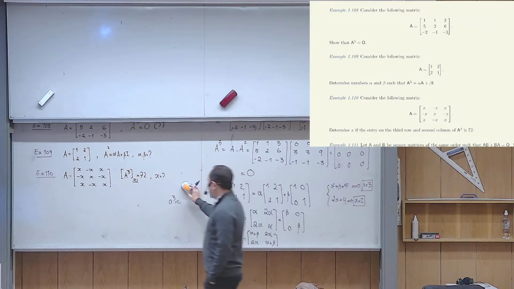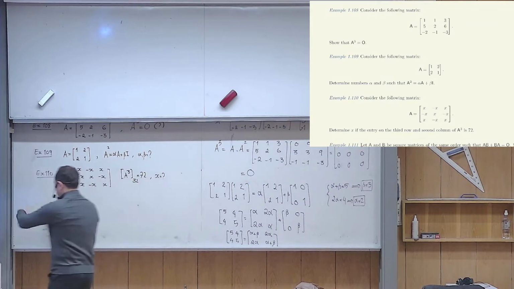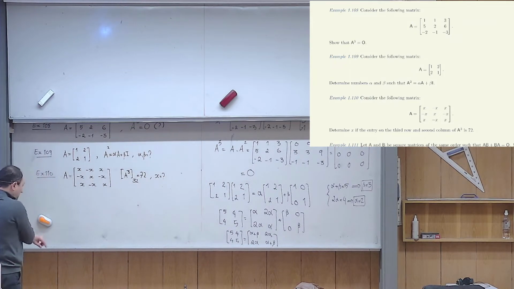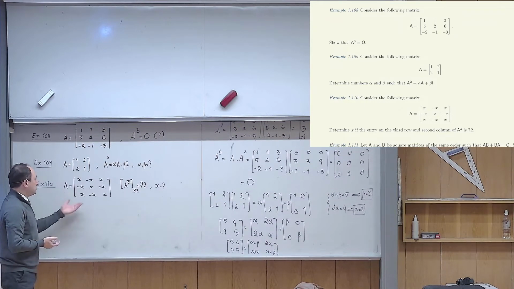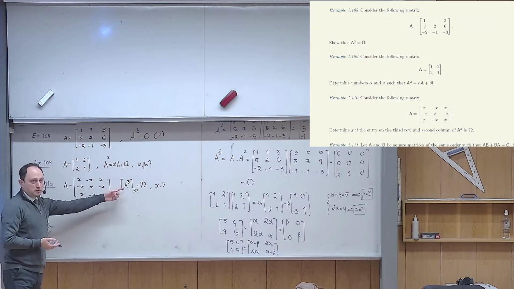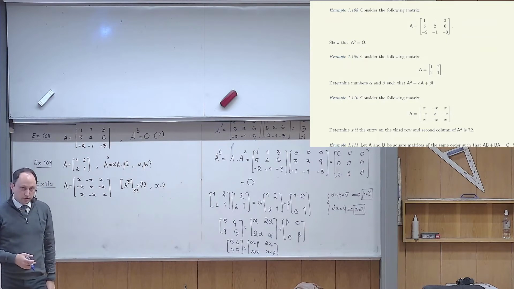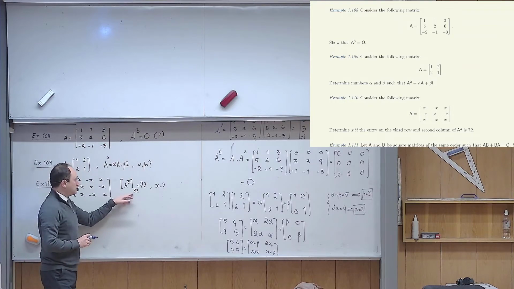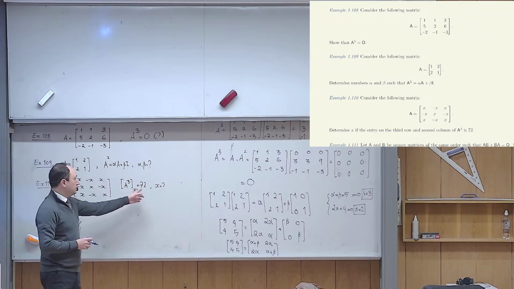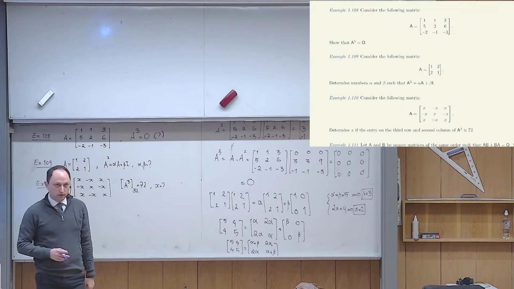So what about the next problem? The next problem is actually not hard. What you can do, you can start multiplying this matrix by itself 3 times, and then go and read the entry on the third row and second column. It becomes something in terms of x, and take that one and equate it to 72 and solve that equation.